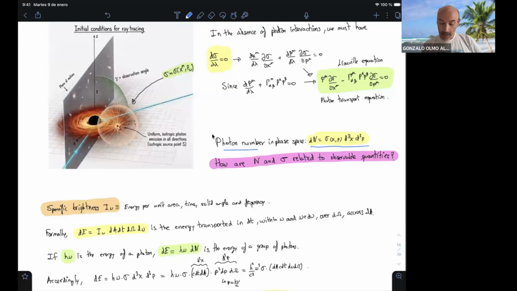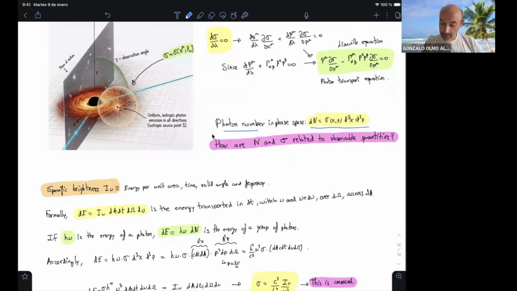And then what we want to do is to relate this photon number with the photon density and observable quantities, okay? And the observable quantity is the specific brightness. Brightness is something that we can see with a telescope or radio telescope. This is a measurable quantity. These are theoretical quantities. So what we do is we relate this intensity, the specific brightness, which is the energy per unit area, time, solid angle and frequency.